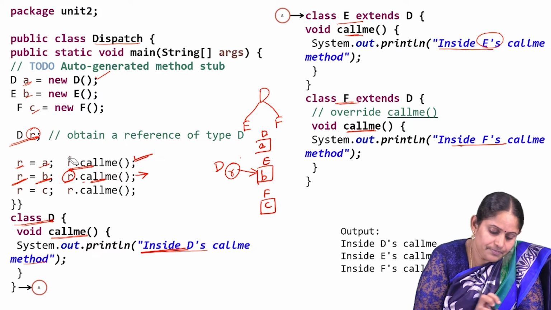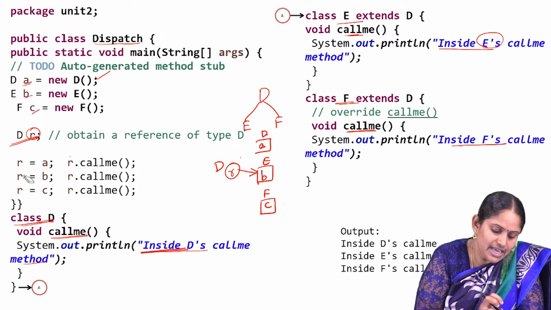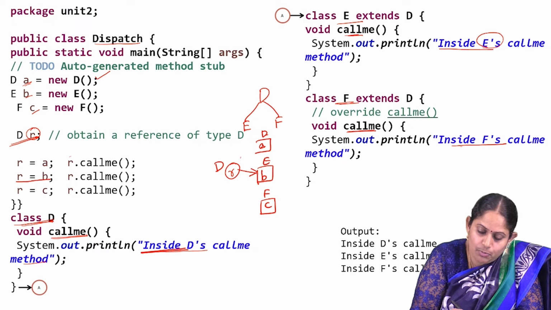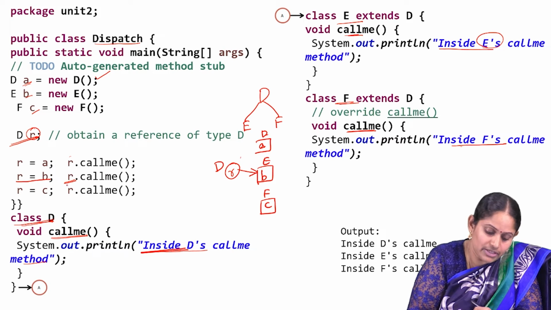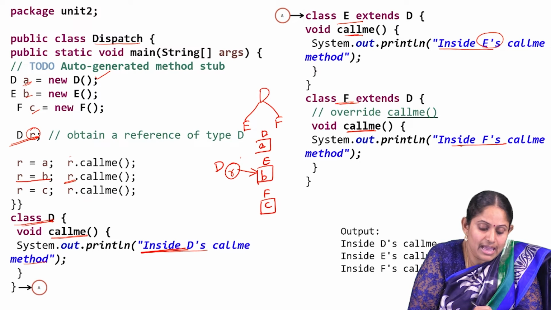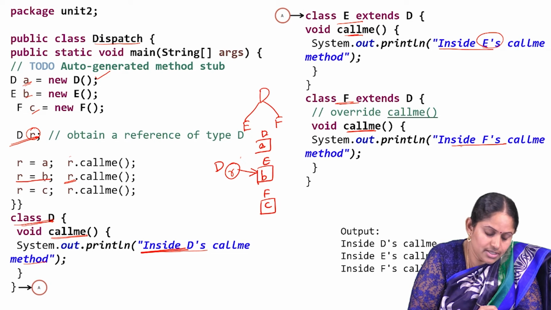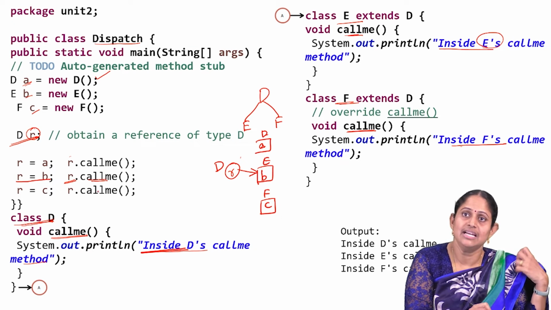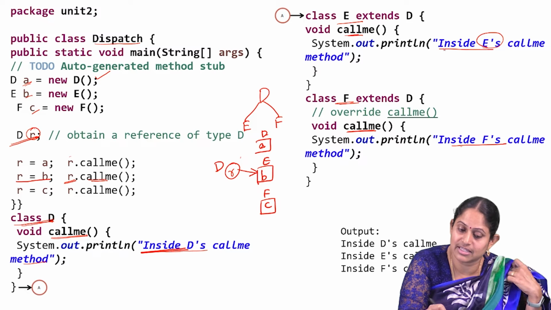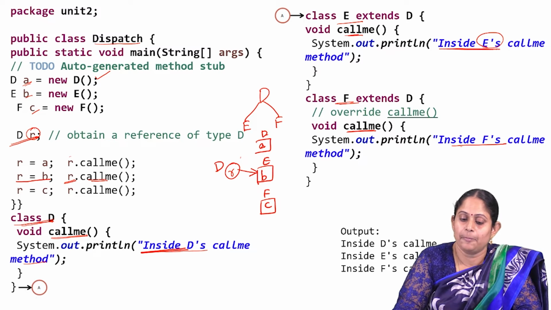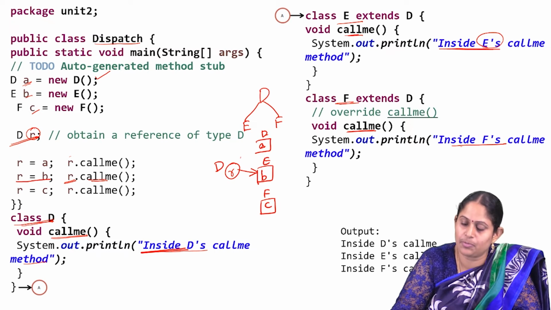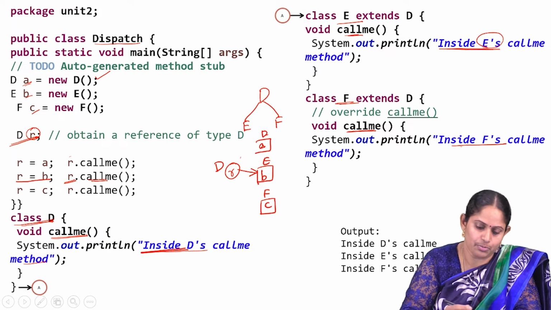Now in the second case, R is made to point to B, and even though it is pointing to B, R is of type D. So even though it is of the parent class type, which is made to point to the child class, and you are invoking callme, this callme will be the version of callme which is defined inside the child class. So inside the child class, the implementation is to display inside E's callme. So you get this statement in the output.